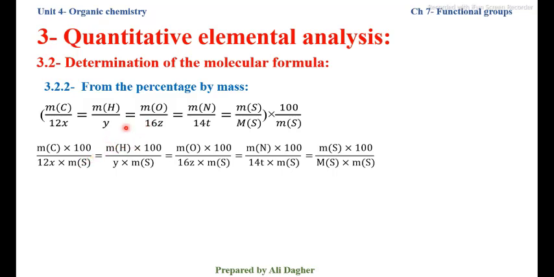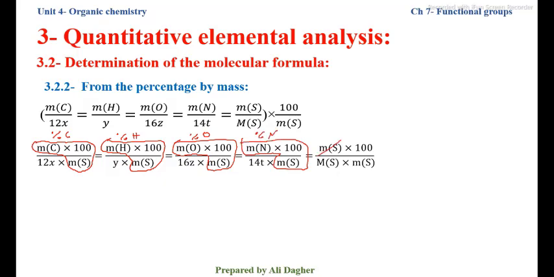We know that mass of carbon times 100 over mass of S equals percent by mass of carbon, and mass of hydrogen times 100 over mass of S equals percent by mass of hydrogen. The same, mass of oxygen times 100 over mass of S equals percent oxygen, and mass of nitrogen times 100 over mass of S equals percent nitrogen.